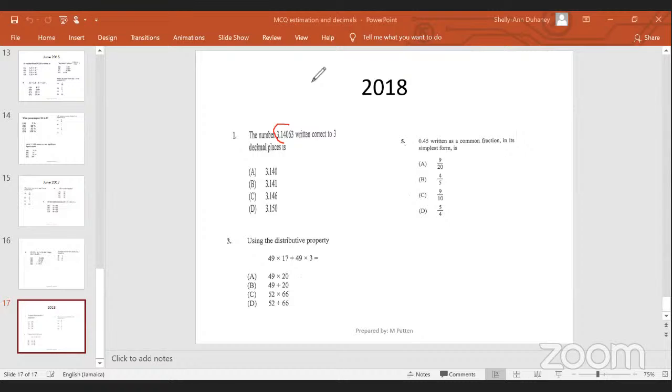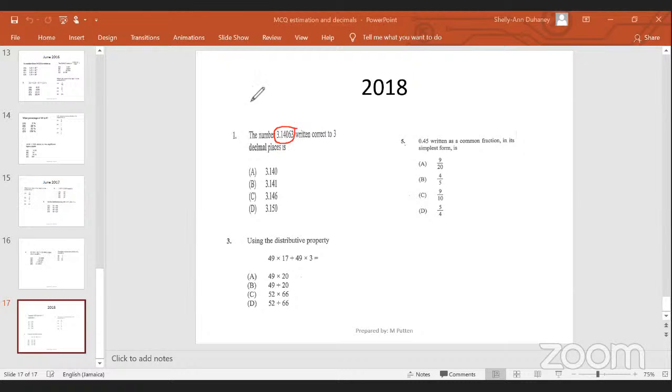3.1. So why not 3.2? Because in a... so therefore it just remains. Okay, suppose I wanted it to 1, 2, 3, 4 decimal places. 3.1406. Yeah.